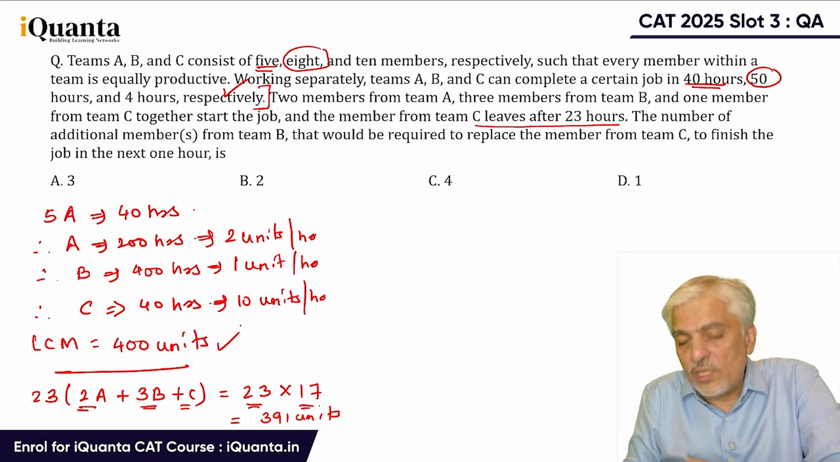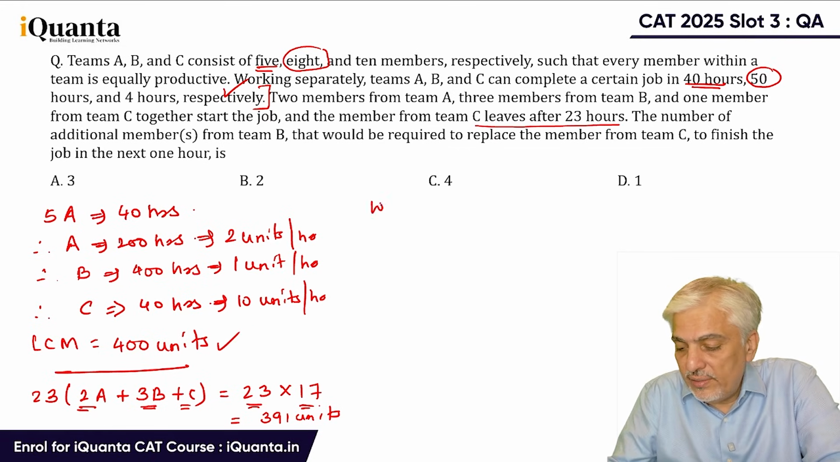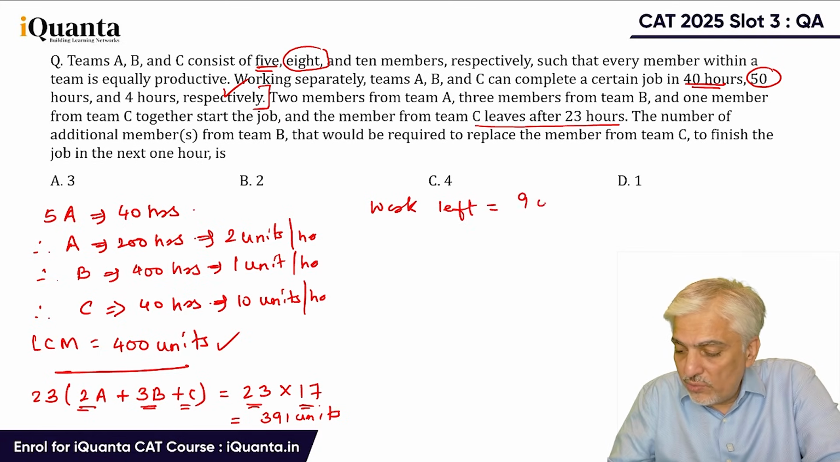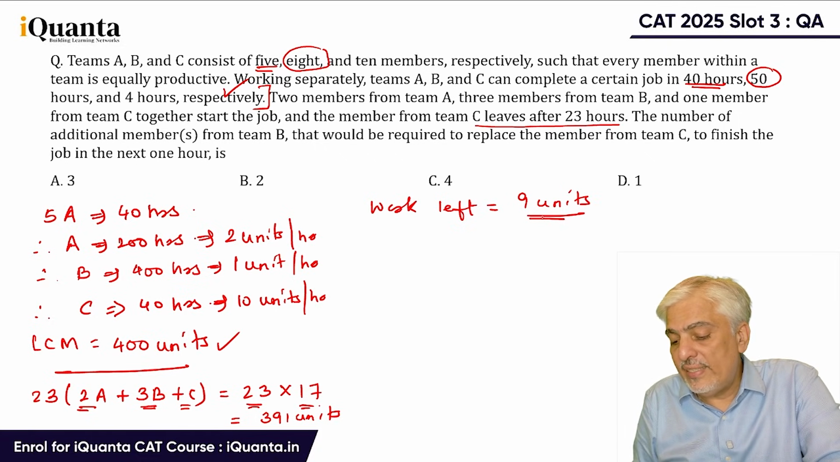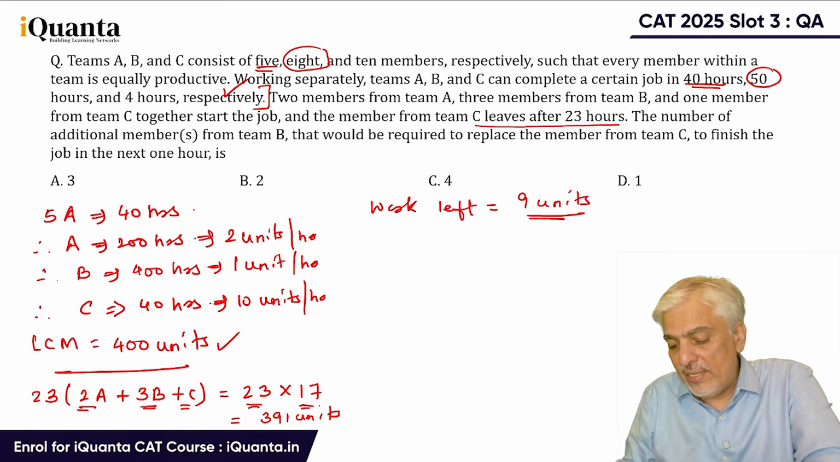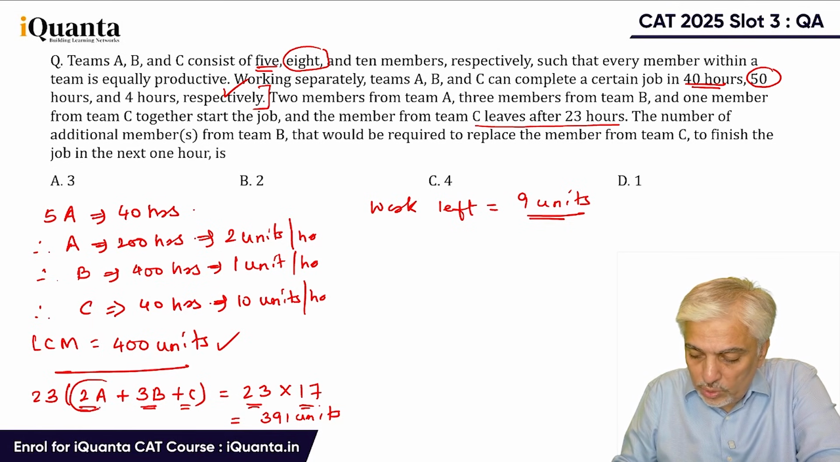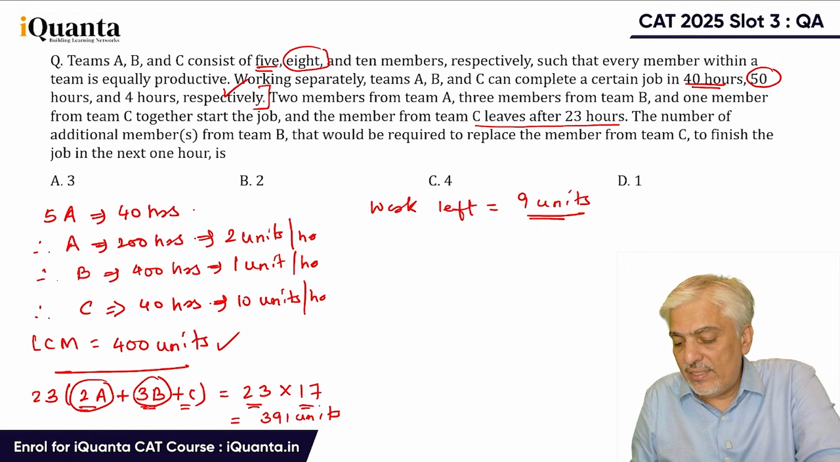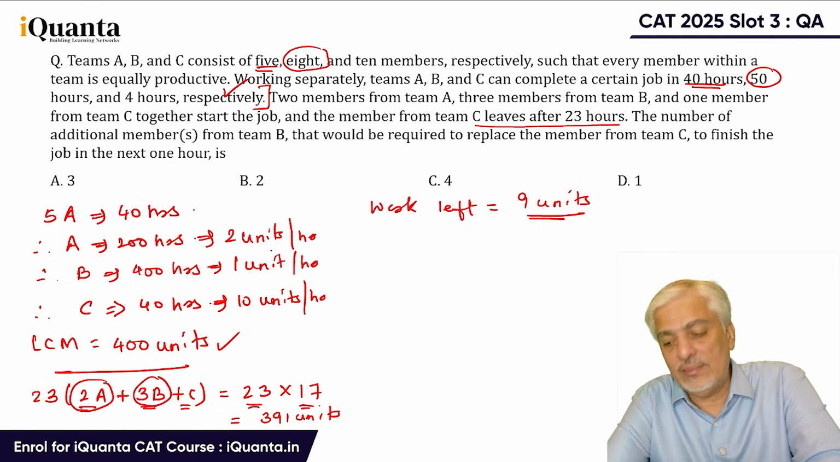Work was totally 400 units. So work left, after 23 hours, is how much? We have 9 units of work left. Now, the ones who are already there between A and B, they are able to do 4 and 3, 7, because 2 A's and 3 B's will do 7 units, right?